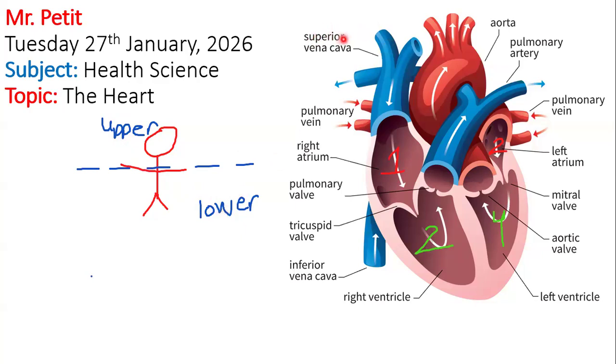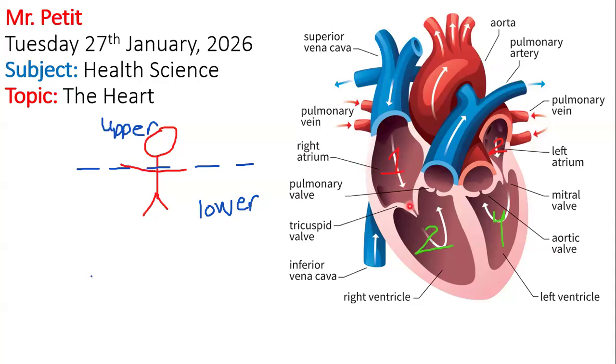So the superior vena cava refers to the upper vein, that's like a big vein, and the inferior vena cava refers to the lower big vein. Both of these veins are big. The inferior vena cava is going to collect all of the blood from the lower part of the body, and the superior vena cava is going to collect all the deoxygenated blood from the upper part of the body. And it's going to drop it right into the right atrium.